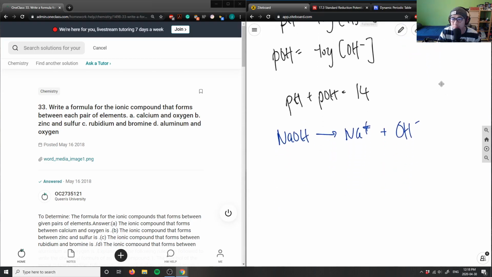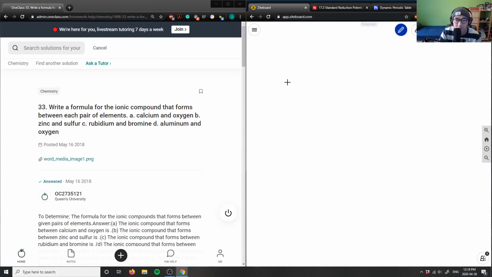Okay, this is number 2. Number 3 is asking, write a formula for the ionic compounds that form between each pair of elements here. Okay, so this is a pretty easy question. We know that they're given ionic compounds, so I know it's going to be a metal and a non-metal, right, for ionic compounds.